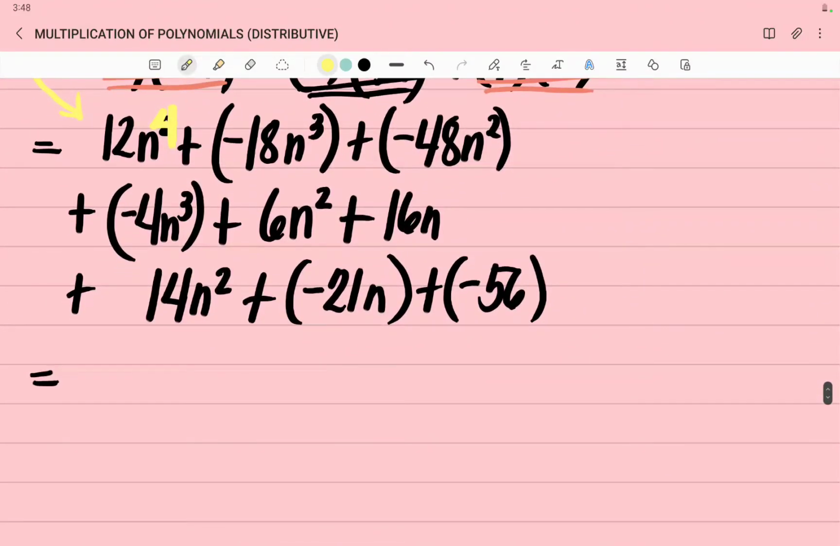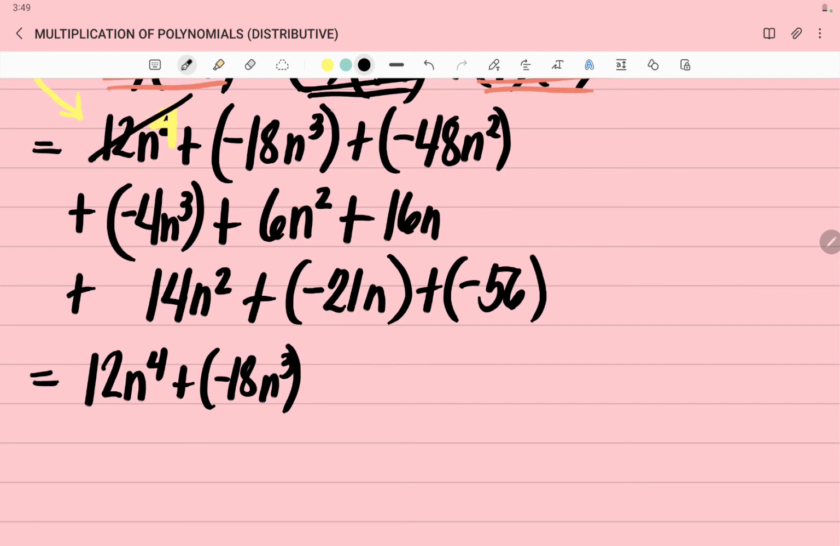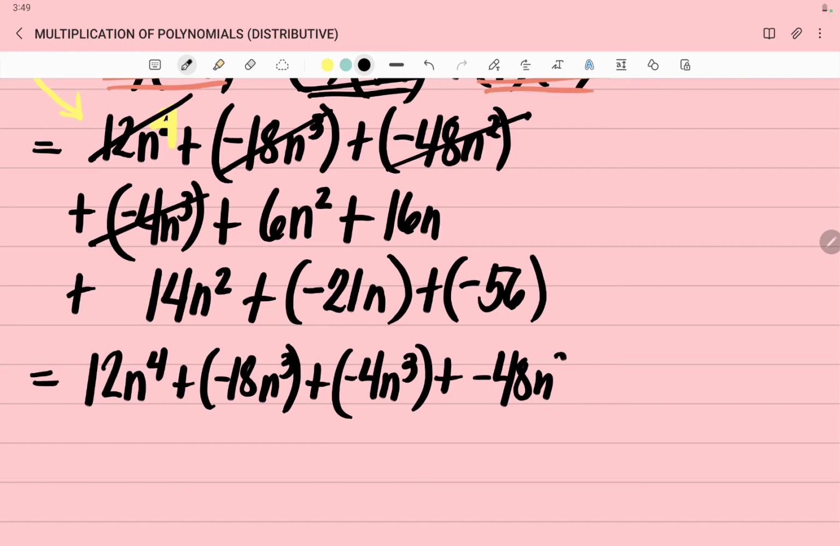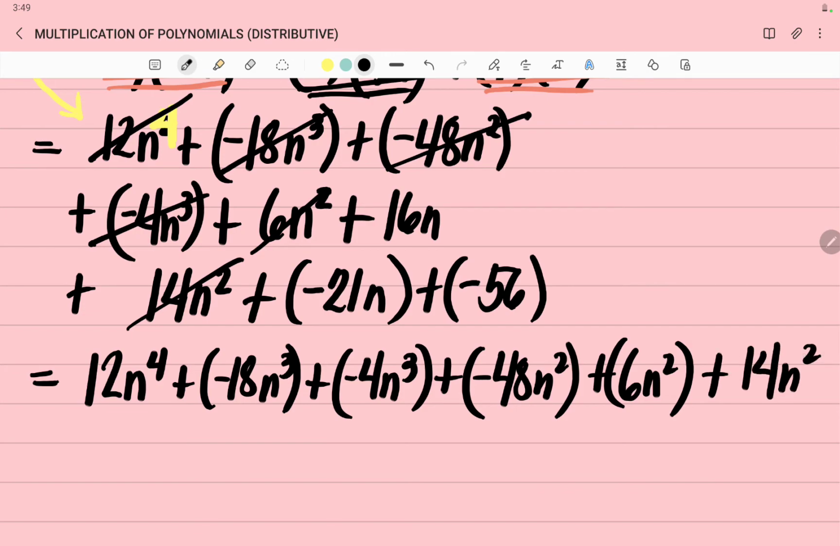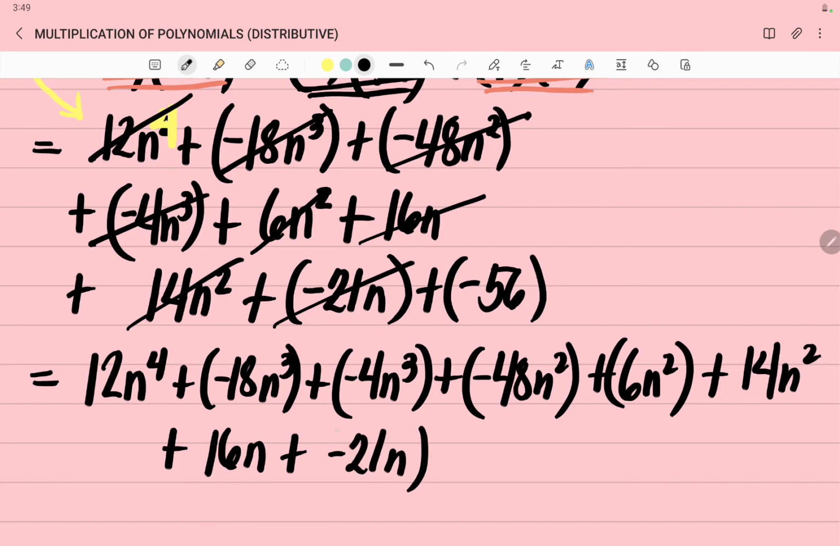Okay, so let's arrange now each term. So we have 12n raised to 4 plus negative 18n raised to 3. Then plus negative 4n raised to 3 plus negative 48n raised to 2 plus 6n raised to 2 plus 14n raised to 2 plus 16n plus negative 21n plus negative 56.